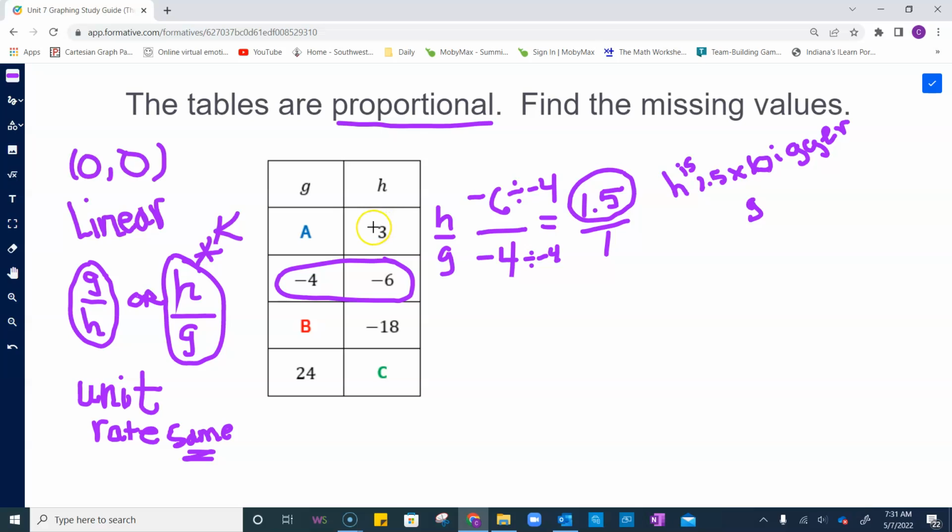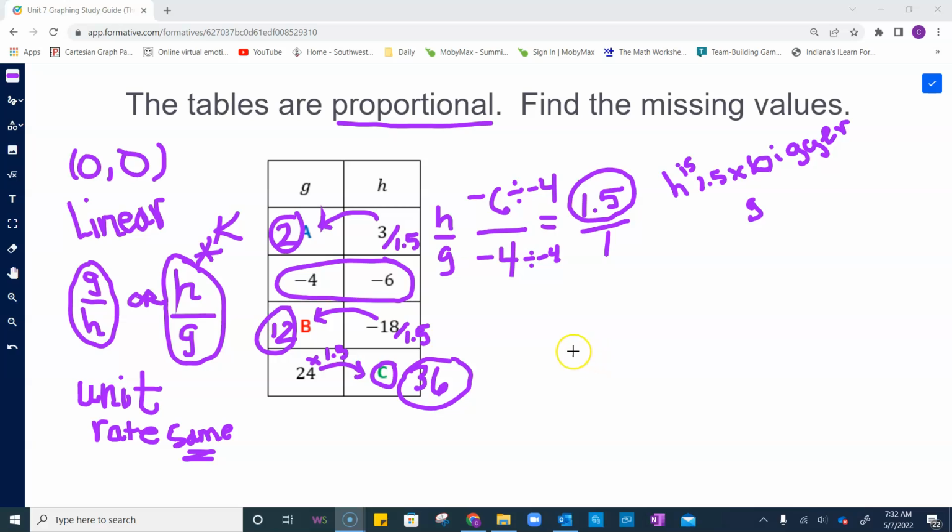So if I want to find my A value, I'm going to divide it by 1.5. Because I'm going backwards, I'm going from H to G. This one is 1.5 times bigger, so we have to divide, inverse operations. If I want to find my value for B here, I'm going to divide 18 by 1.5 because I'm going backwards in my table. Here I'm going forwards. This number has to be 1.5 times bigger. So I'm going to multiply 24 times 1.5.